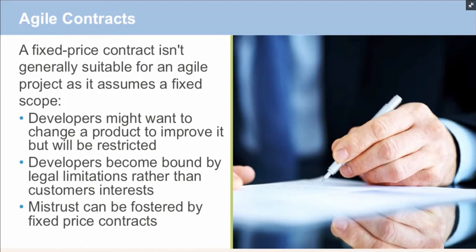Another problem with fixed price contracts is that they foster mistrust. So if either party tries to make a change to the requirements in this type of contract, it often results in arguments about who will bear the cost of the change. This creates a confrontational atmosphere rather than a collaborative one, and we know that this violates the Agile value of customer collaboration over contract negotiation.